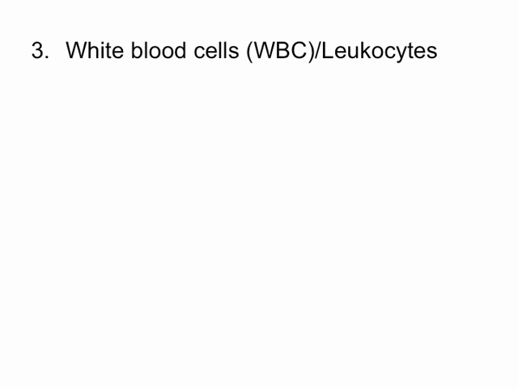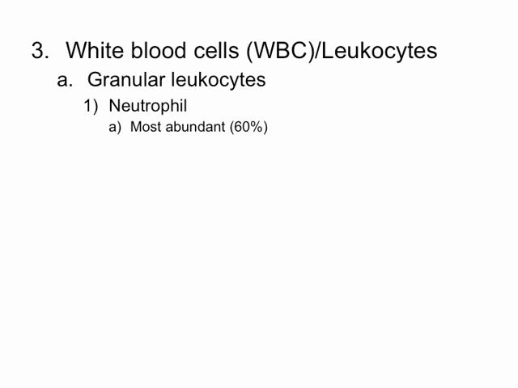Now let's go ahead and take a look at white blood cells, or leukocytes. There's a couple different types. The first group of them is called a granular leukocyte. They're named as such because when they're examined under the microscope, they have dark staining granules inside of them. The first type is something called a neutrophil. These are the most abundant at 60% of the white blood cells in circulation. Their function is to phagocytize small particles.